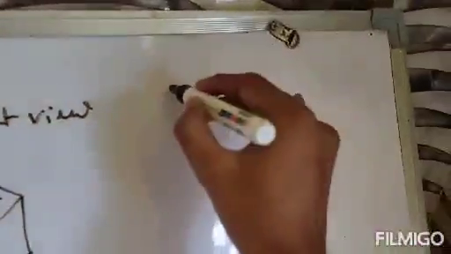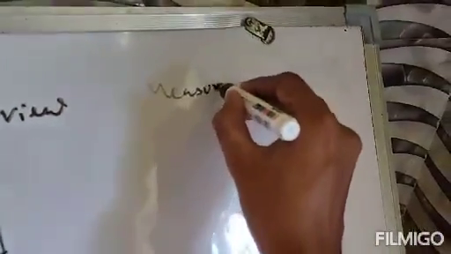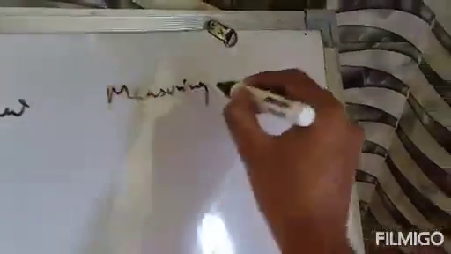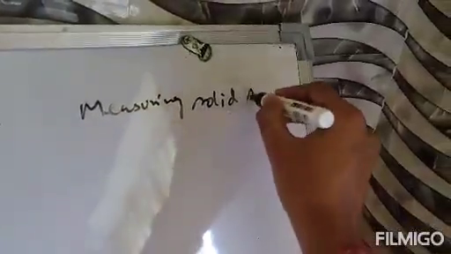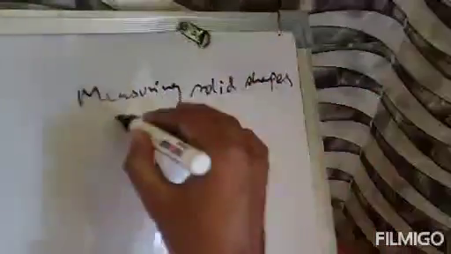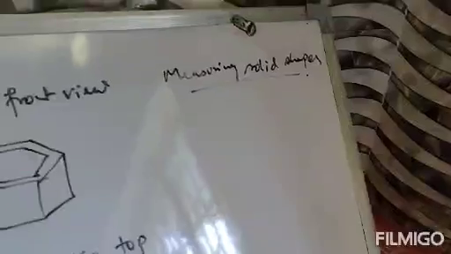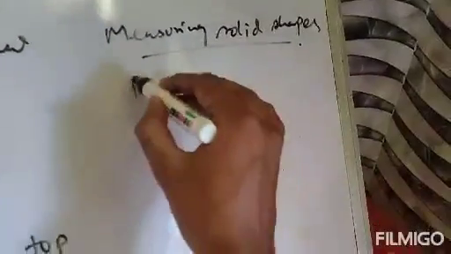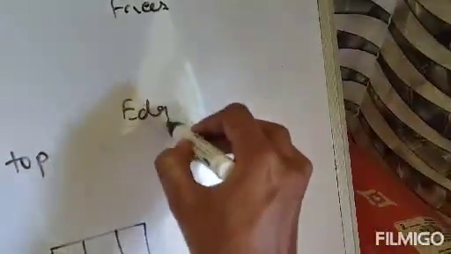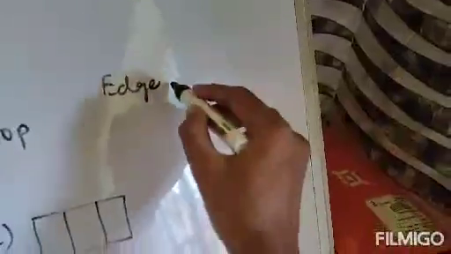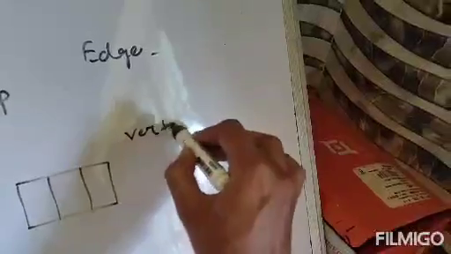So the topic is measuring solid shapes. To measure solid shapes, the first term will be your face, the next term will be your edge, and the last term will be your vertices. Clear?